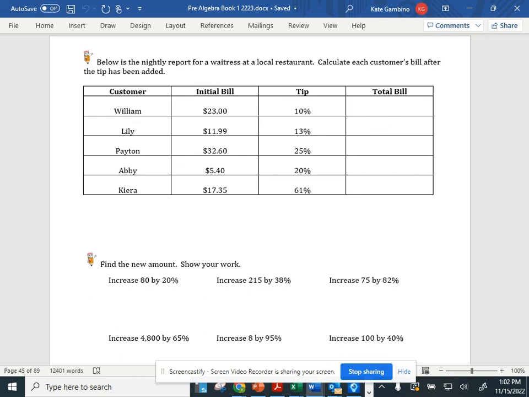Below is a nightly report for a waitress at a local restaurant. Calculate each customer's bill after the tip has been added. So over here we have their original amount. This is the percent of increase. This is your new amount. That's what we were just doing. It looks different. It's the same math. When they say initial bill, that's your original amount. This is the percent increase.